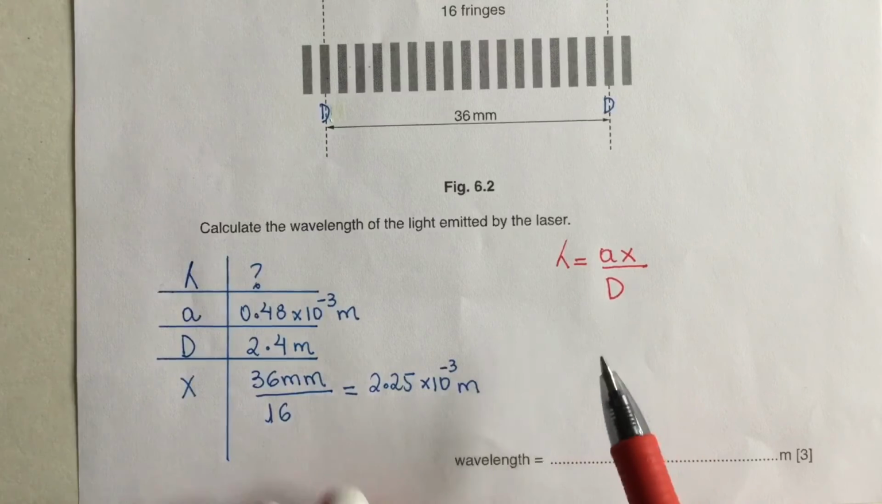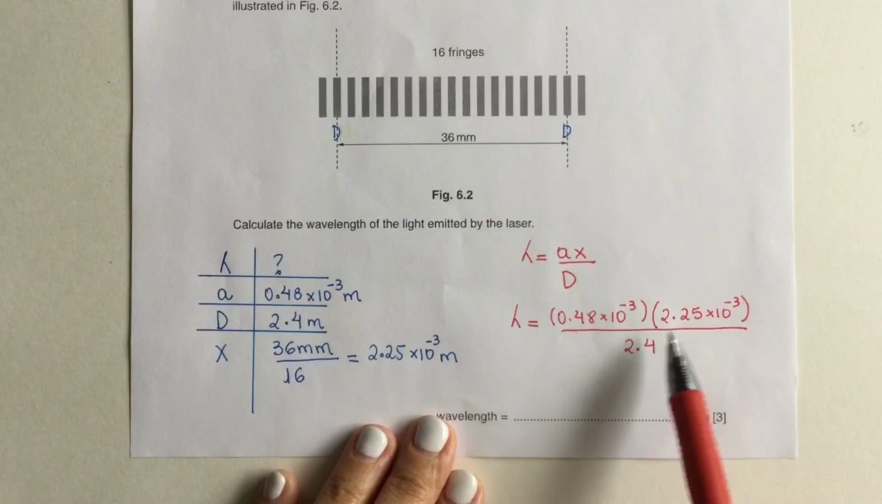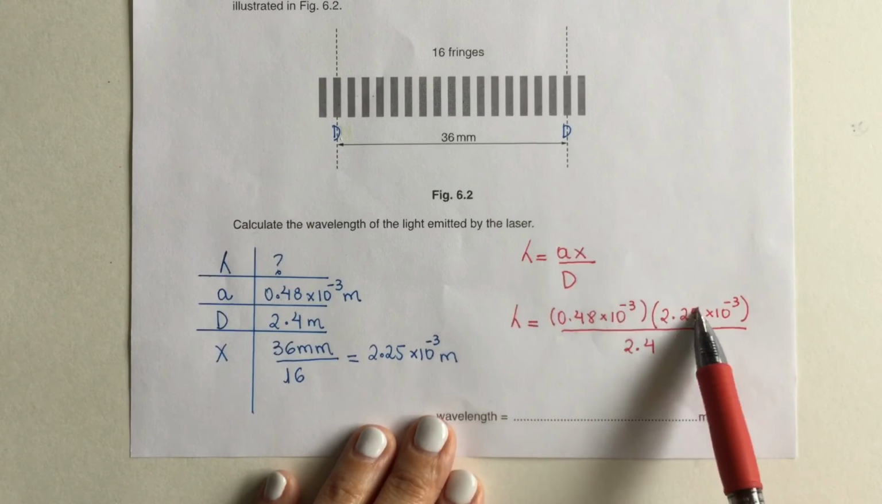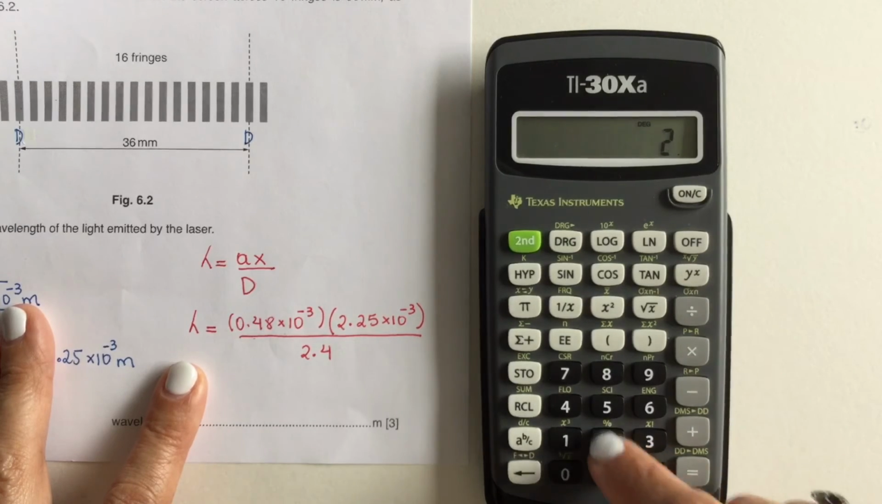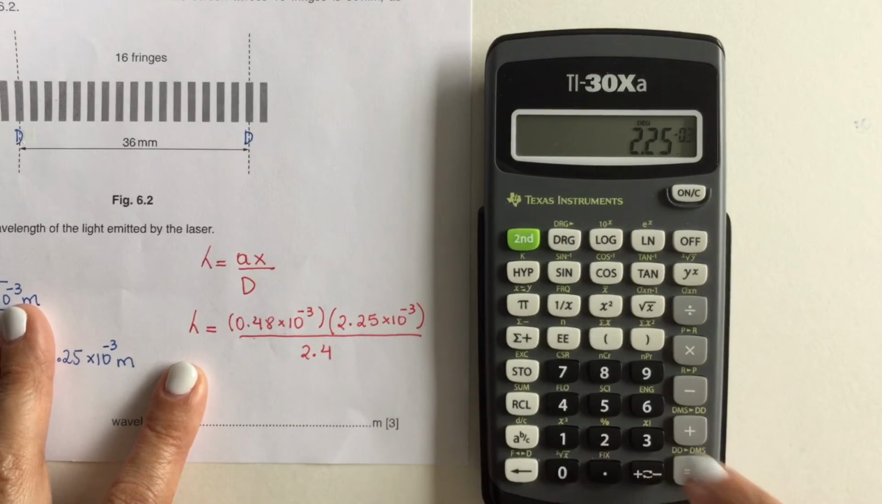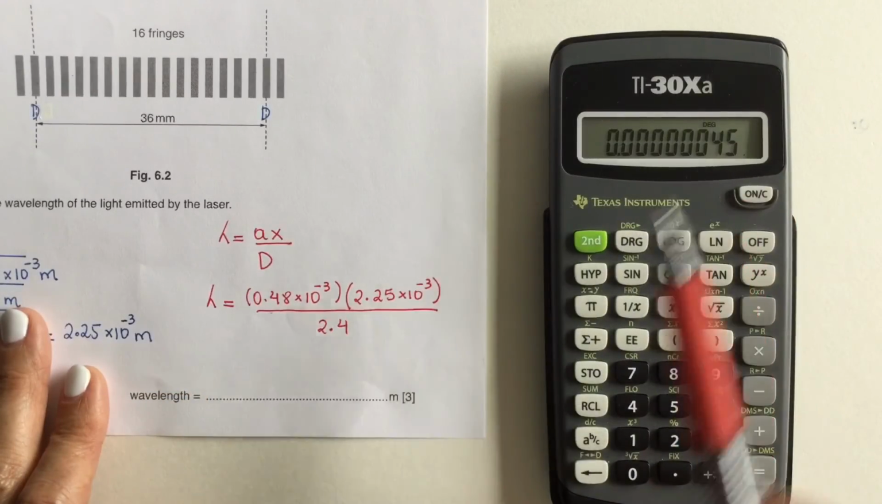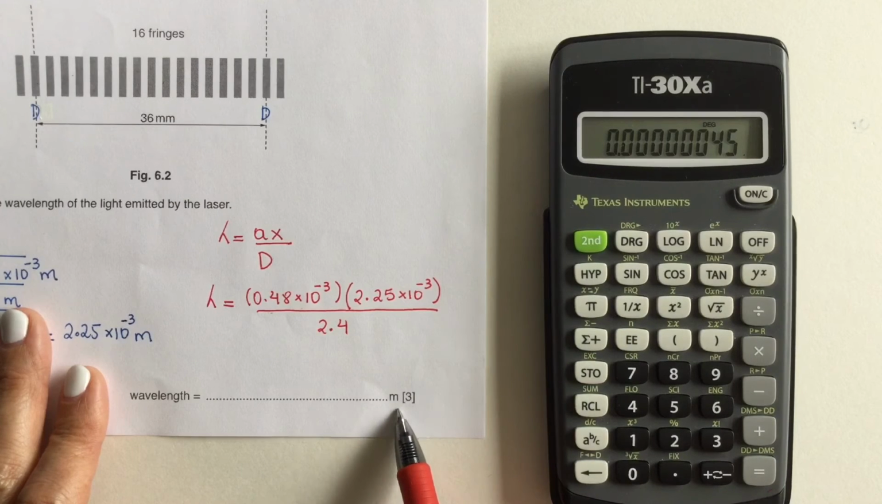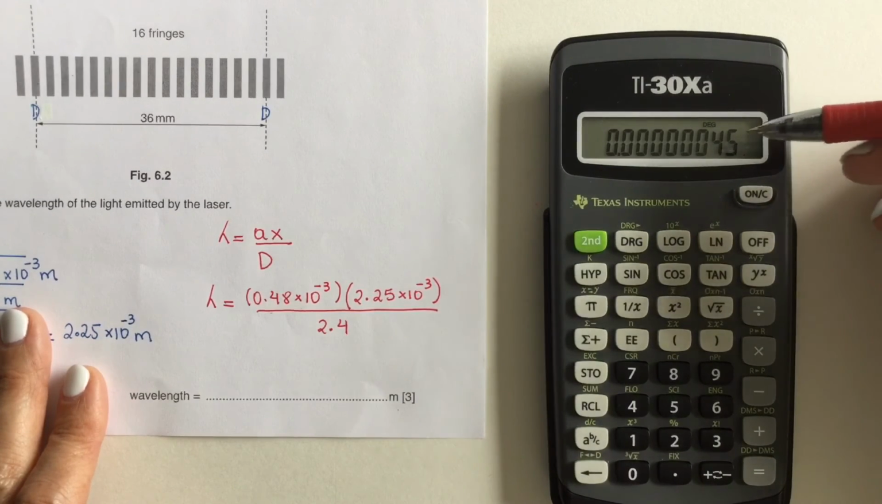So I'm using the formula for double slit interference. Doing my substitution, this is a, this is x, and this is D: 0.48 E negative 3 times 2.25 E negative 3 divided by 2.4. Before I write this down, you need to look at the unit. Here it is in meter, so it's not millimeter, it's in meter. So we need to convert this number into scientific notation.